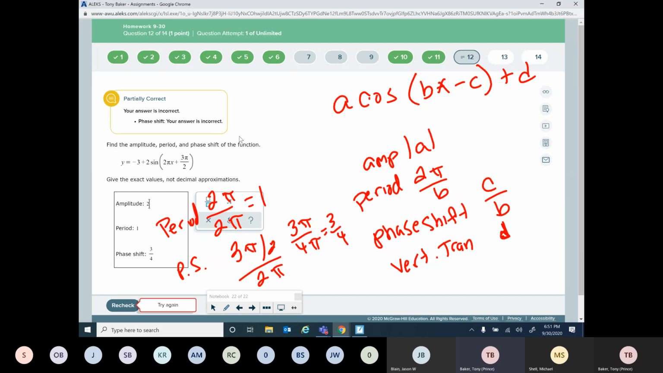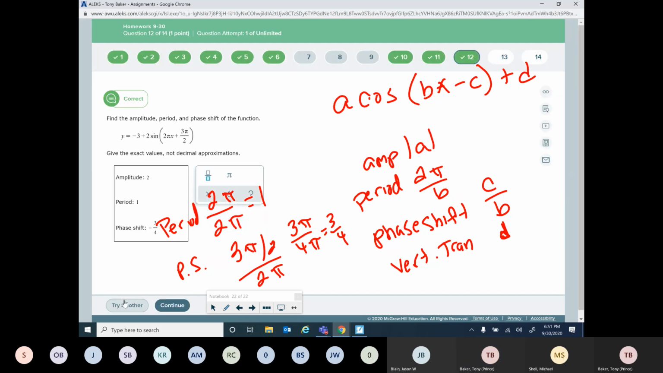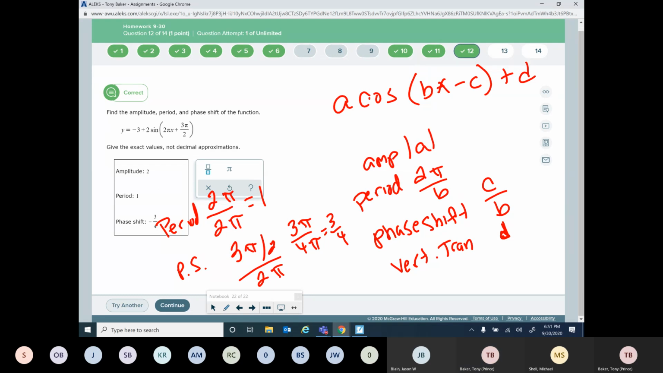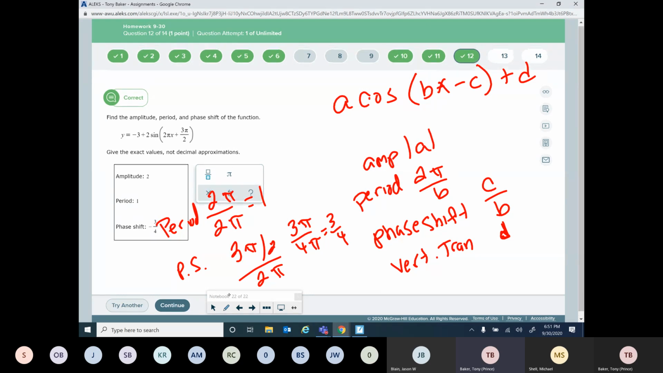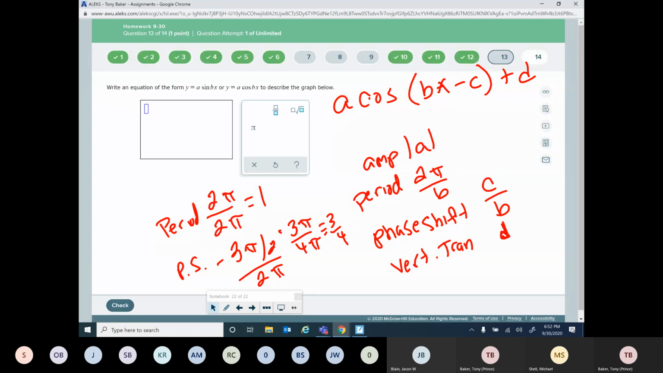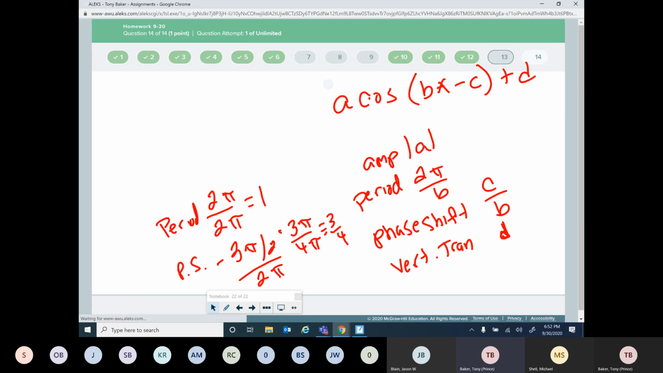Oh, negative 3/4. It's always the opposite sign. Because it's minus C, so in the problem, it had a plus, so you have to change the sign. So my phase shift would have been negative 3 pi over 2, which gives me my negative 3/4. Always the little sign errors. Let's look at 14 real quick.